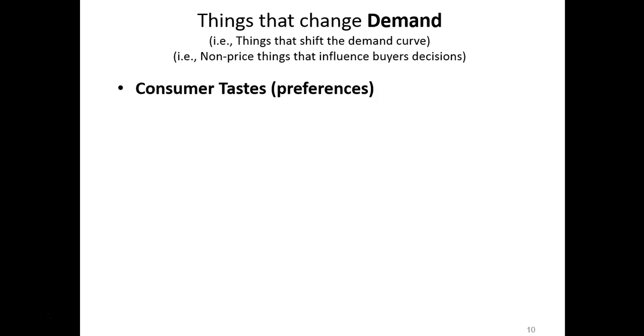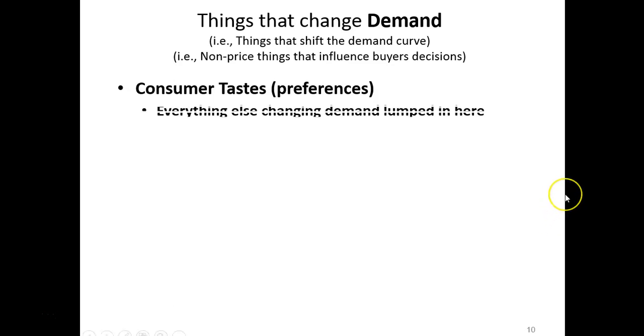If none of the other things that I'm about to go over on the slides in the future change that impact how much people want to buy, it impacts people's preferences. Well, then economists basically just lump all those other types of things together and say, all right, consumers' tastes, consumers' preferences have changed. And what types of things change that?